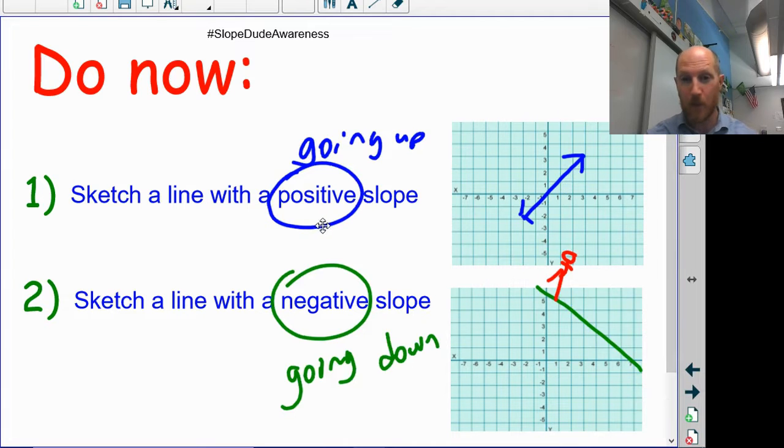All right, well, the positive line is going to be going up. The negative slope is going to be going down. So the negative line, as the graph walker is moving from the left side across to the right side, is going to be going down.